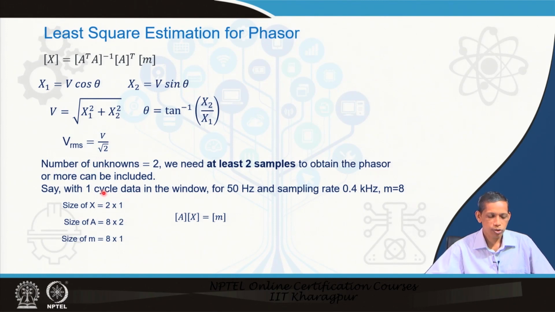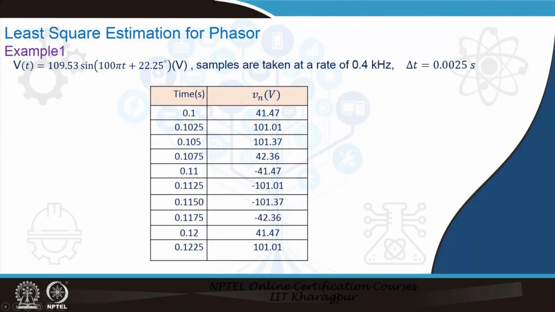Say there are more measurements, like one cycle of data for the 50 hertz system with 400 hertz sampling, where the number of measurements m becomes 8 samples. Then the size of x becomes 2 cross 1, the size of A becomes 8 cross 2, and the size of m becomes 8 cross 1. We have 8 samples for the one cycle, so 8 measurements are available. Then Ax equals m becomes valid.